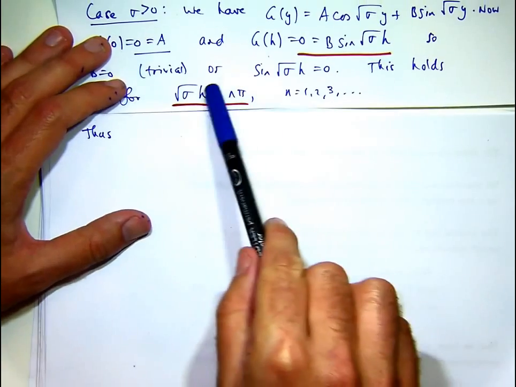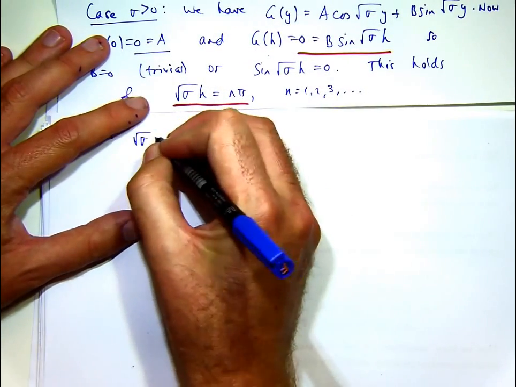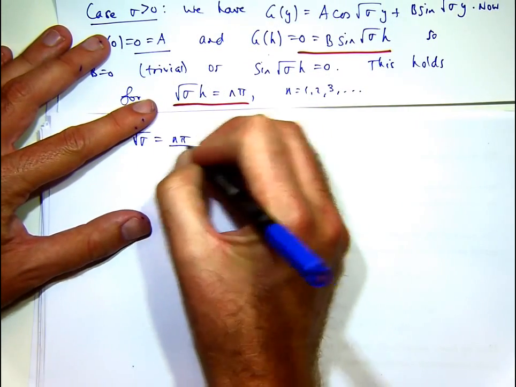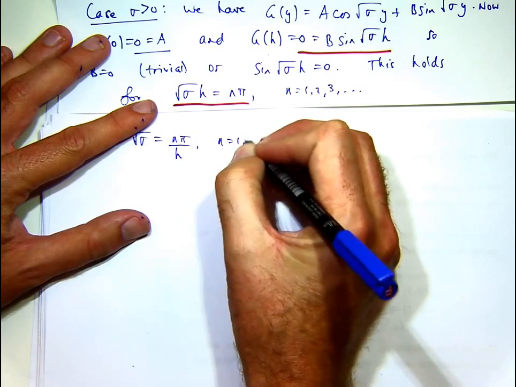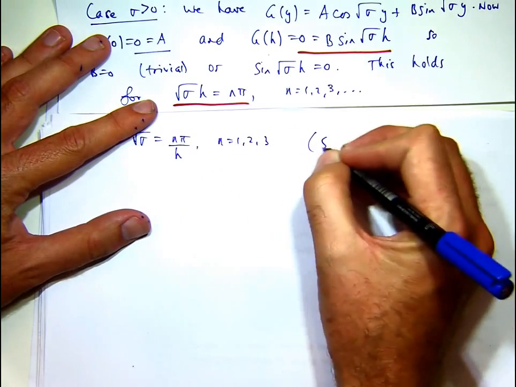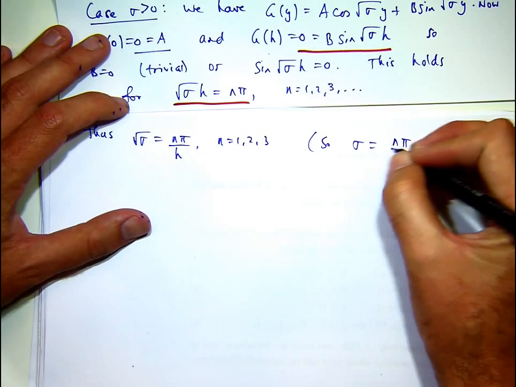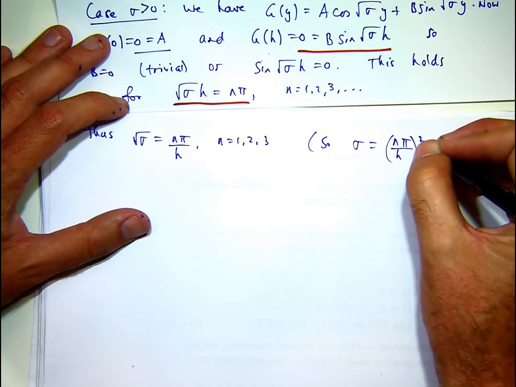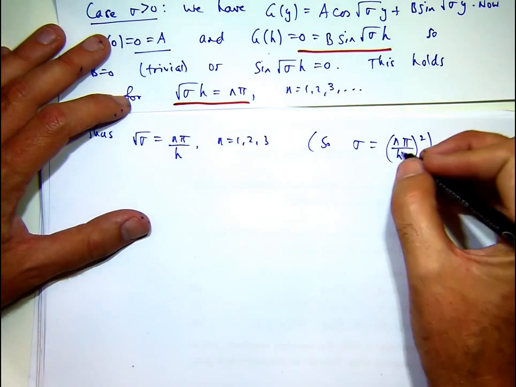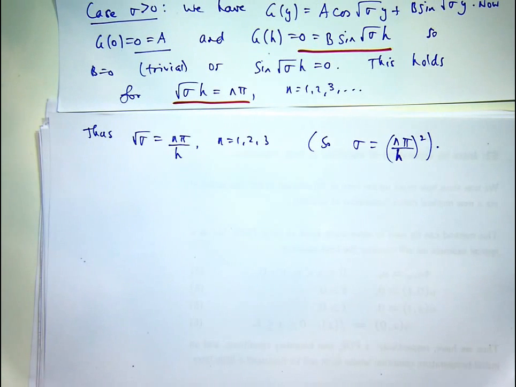So if I just rearrange that, I get the following. And if I square both sides, I'll get the following. Okay, so what do we do with it?